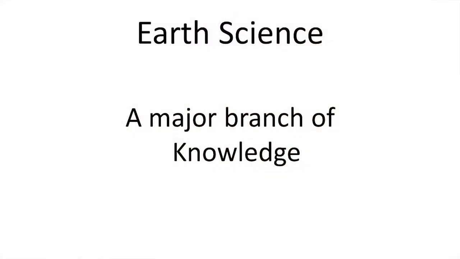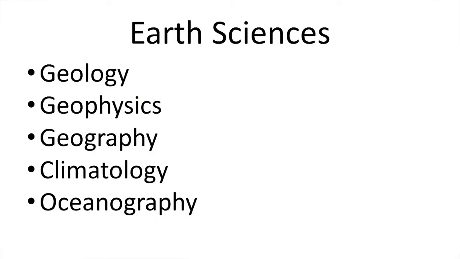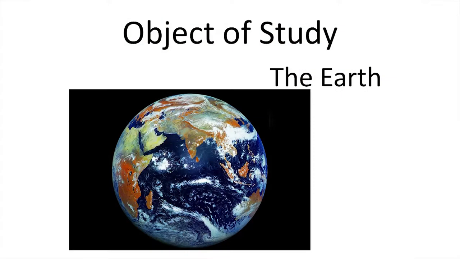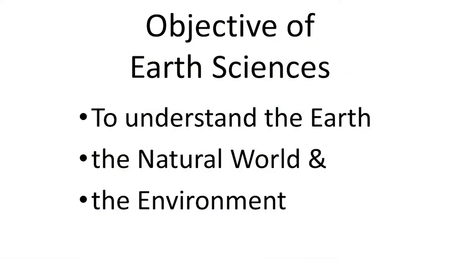Earth science is a major branch of knowledge, and in earth sciences, you have subjects like geology, geophysics, geography, climatology, oceanography. In every subject, there is an object and there is an objective. The object in earth science and in all these subjects is the earth. And the general objective of earth science is simply to understand the earth, or in other words, to understand the natural world.